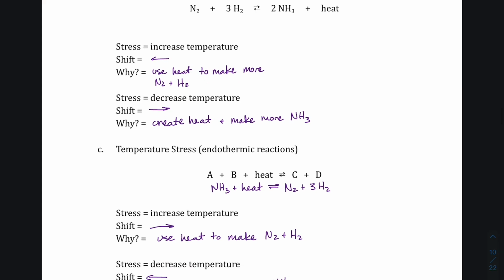The opposite would also be true. So if you decreased the temperature, you need to reestablish equilibrium. So you're going to create heat, make more ammonia through this reaction. And due to that, the reaction will shift to the right.